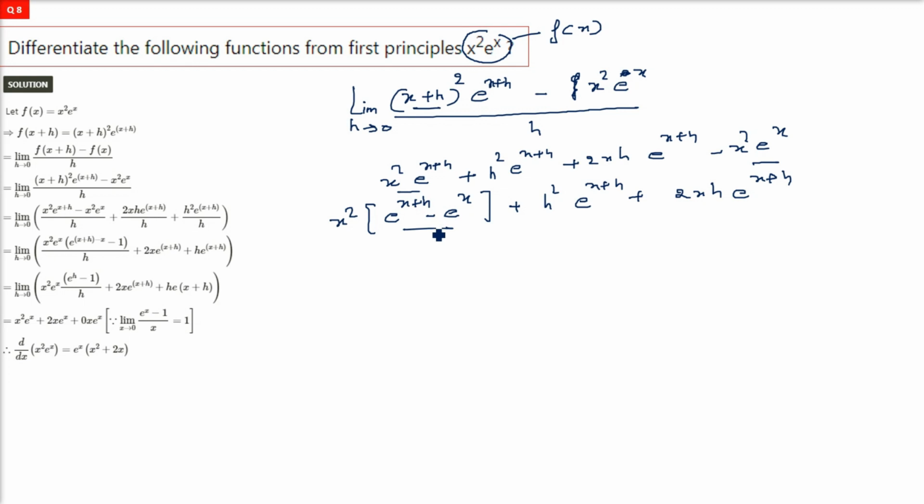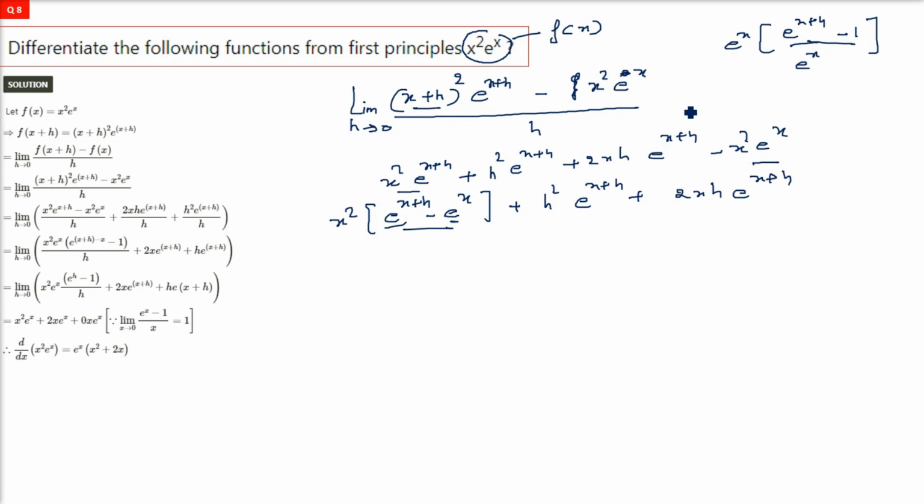Now this is what we have solved earlier also. Whatever we do is we will take the second term common. So when you take this e raised x common, it will be e raised x plus h divided by e raised x, minus 1. Now this one, we have a relationship, and that relationship we used when we were solving the e raised to the power x questions. The identity is e raised to the power h minus 1 by h is equal to 1 when limit h tends to 0.